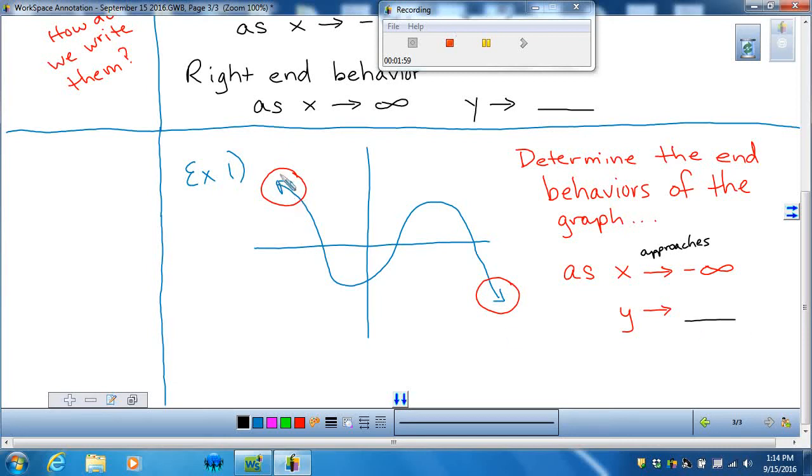So notice that this one is going up, so y will be approaching positive infinity. And that is our left end behavior. So this is the end behavior for the left side.